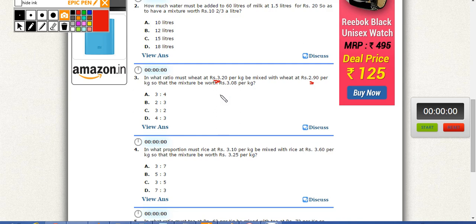It's a very simple form of question. 3.20 and this is 2.90. This is your base price, which is 3.08. This is 0.12 and this is 0.18, right? So this is your ratio. This is 2:3.